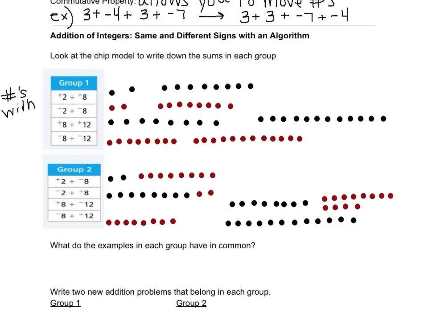And that's going to be an important thing to note. Then in group 2, for each question, there was a combination of black and red chips. So what that showed me is that in group 2, I had numbers with different signs.